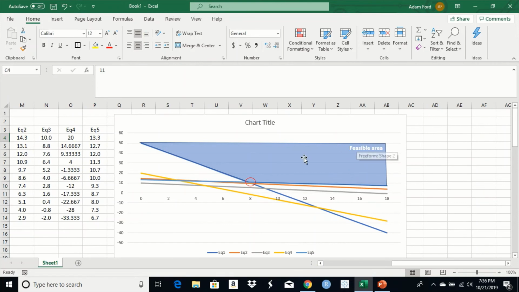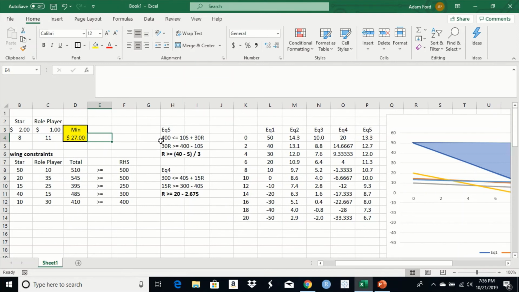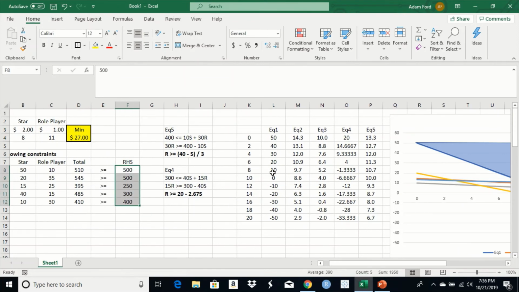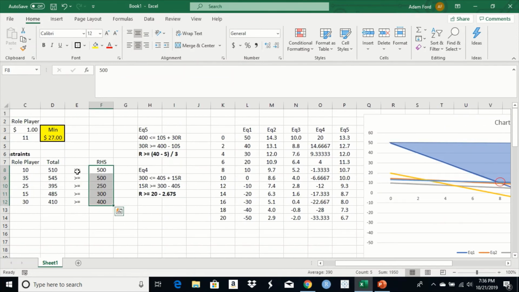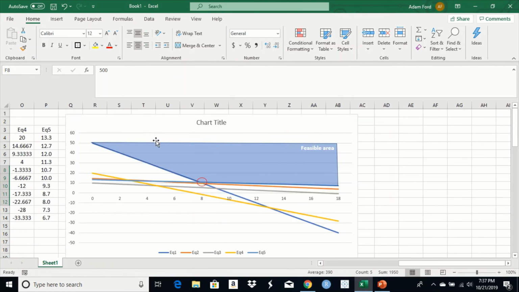We ran into some challenges. Particularly, the minimization part is pretty easy to grasp. But the visualizing on this graph is harder because, instead of capacities, which is what you normally see with linear programming, we did minimums. We needed a minimum value of our home runs, a minimum value for our defense, a minimum value for our base running, a minimum value for our celebrity status, and a minimum value for our leadership. We set the minimums a little bit different to each other. But the fact that we needed those minimums made for some interesting graphing here.